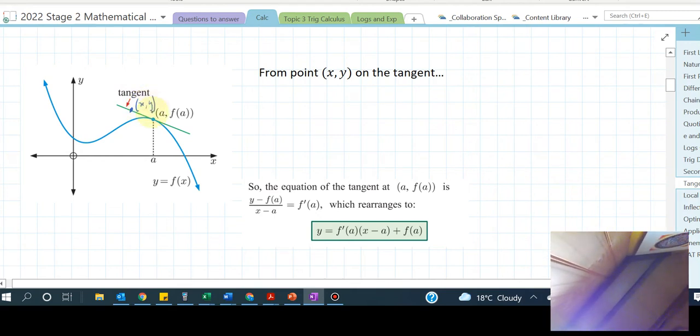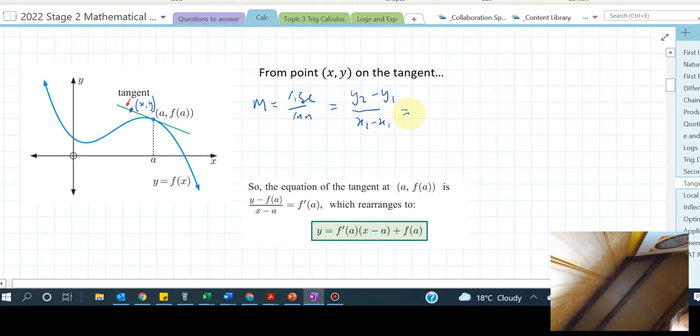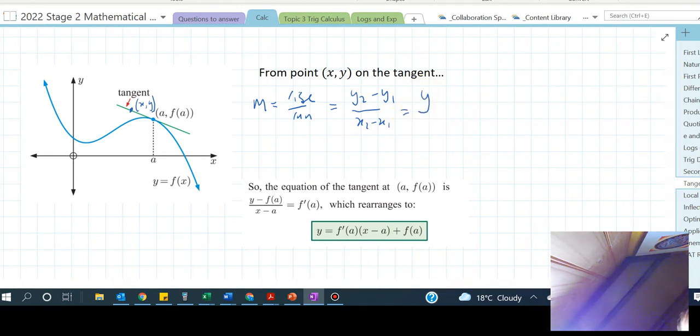Now, if we want to find the slope of this tangent, the slope of this tangent, m, is rise over run. So y2 take y1 over x2 take x1. You guys may remember this. Then our 2 points, our y2 can be that just straight y value there. Take y1 is take f of A over x2 take x1. Same pairing there.